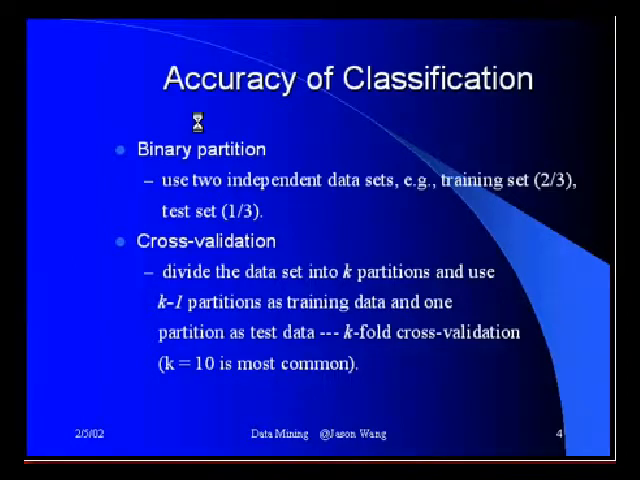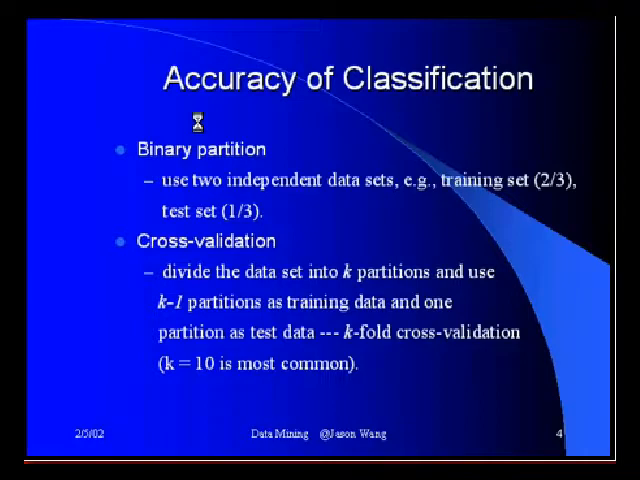Is that clear to all of you? So you do 10 times of experiments. In each experiment, use a different partition as a test data set and use the other 9 partitions as a training data set. And you can calculate the accuracy in that environment. And then in the next one, you change the partition, you change the test data set, and so on. And that's known as tenfold cross-validation.